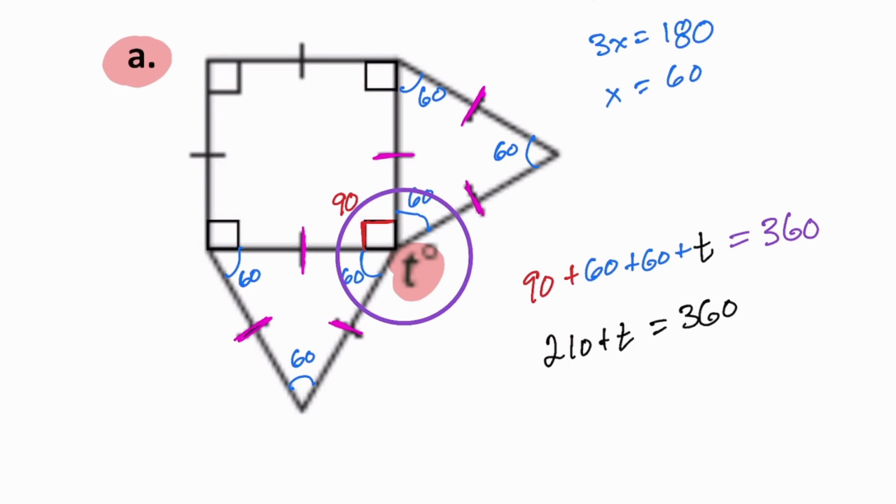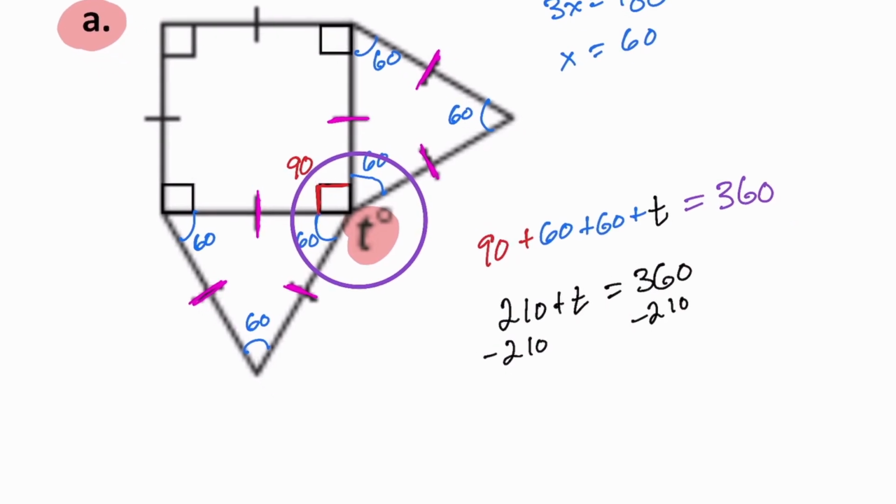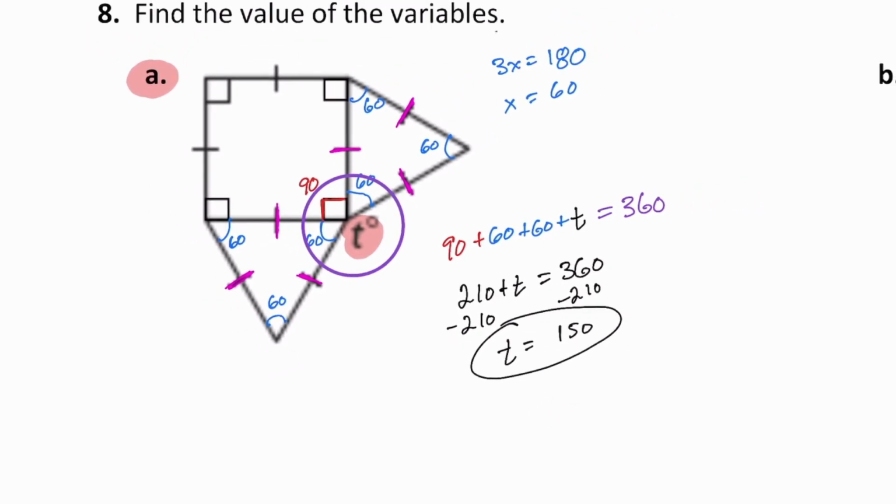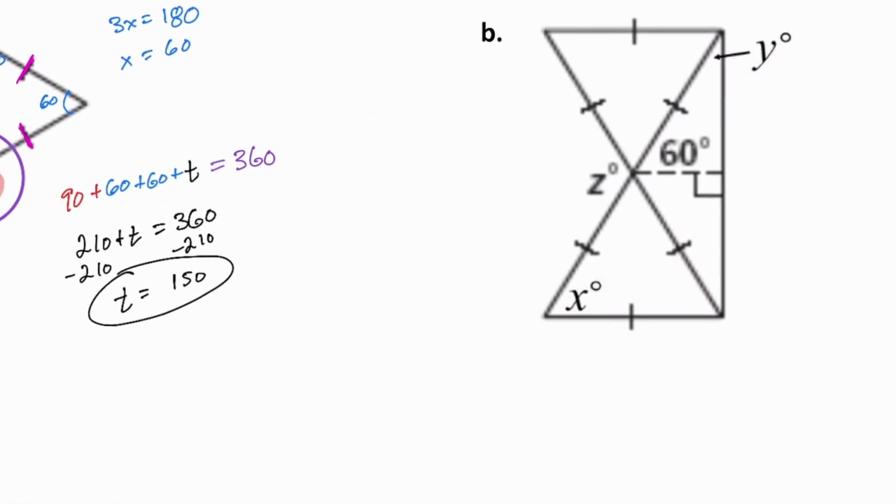Still have my 360 on the right. And then finally, if I subtract the 210, I will get a total of t is equal to 150. And that takes care of part A. Let's go ahead and look at part B.